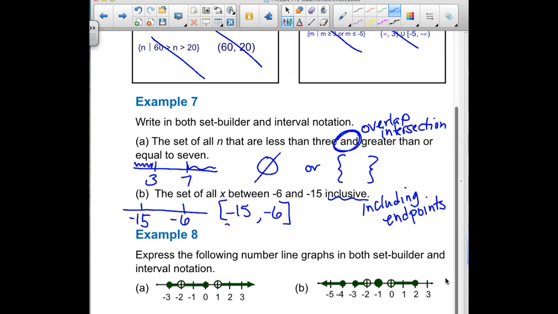Set builder notation, all x's such that negative 15 is less than or equal to x, and x is less than or equal to negative 6. Oops, that should be a set bracket.